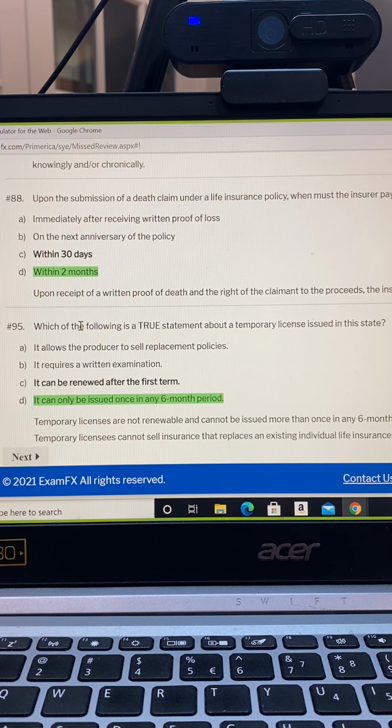Which of the following is a true statement about a temporary license issued in this state? It can only be issued once in any 6-month period. Okay. All right. You passed.